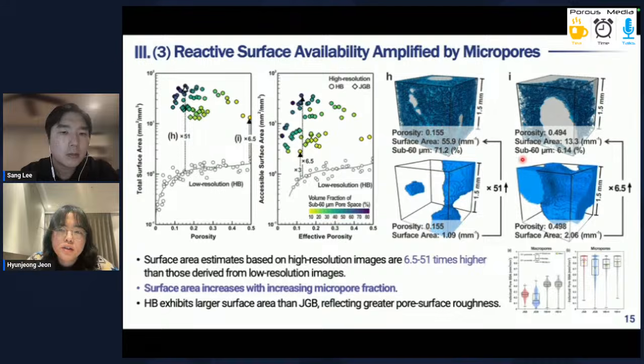And we observed a nearly identical trend in the accessible surface area, which represents the actual pore surfaces available for fluid flow. And furthermore, we found that the heavily shady basalt consistently exhibits a larger surface area compared to the Jeju basalt, and this difference is primarily due to the greater surface roughness of the heavily shady basalt samples. And we attribute this increased roughness to the presence of the nodule structures I described earlier, which significantly expands the reactive surface.